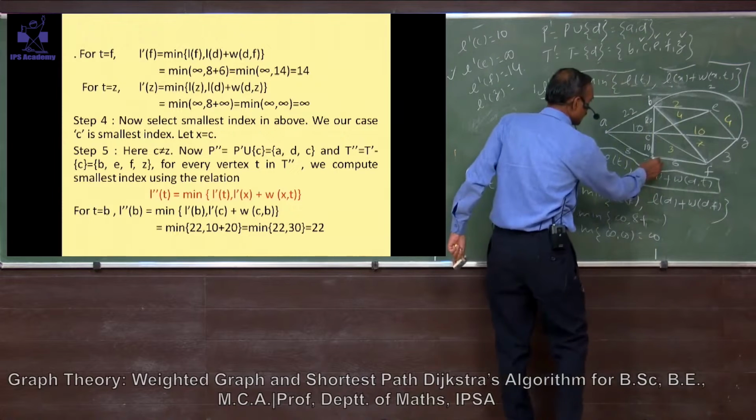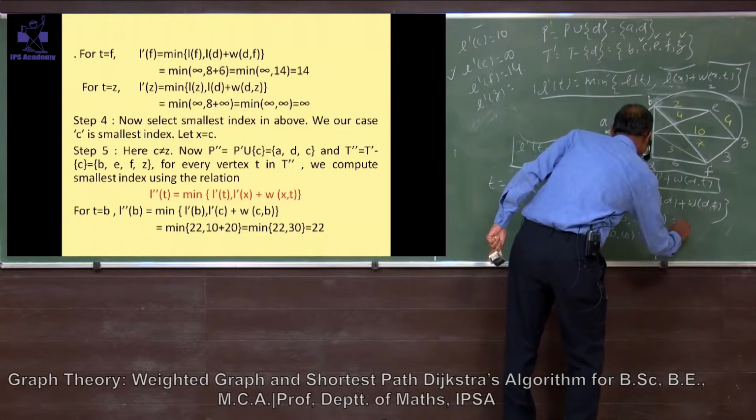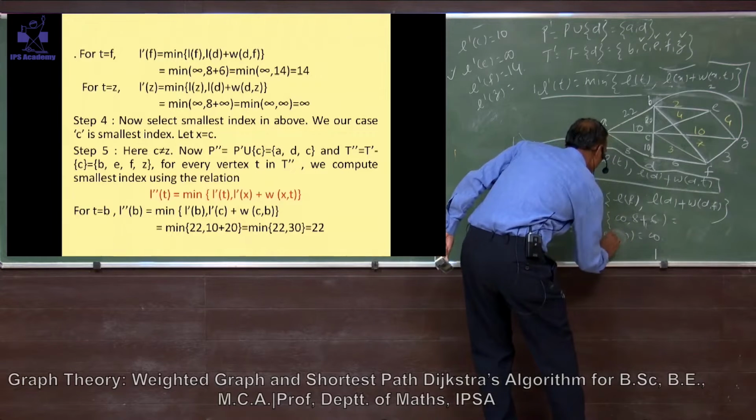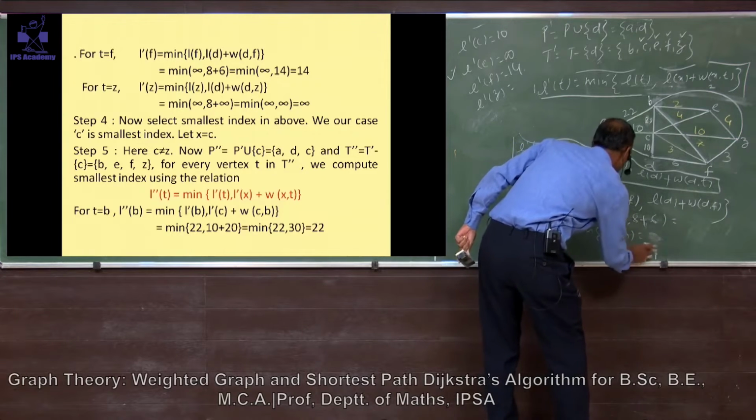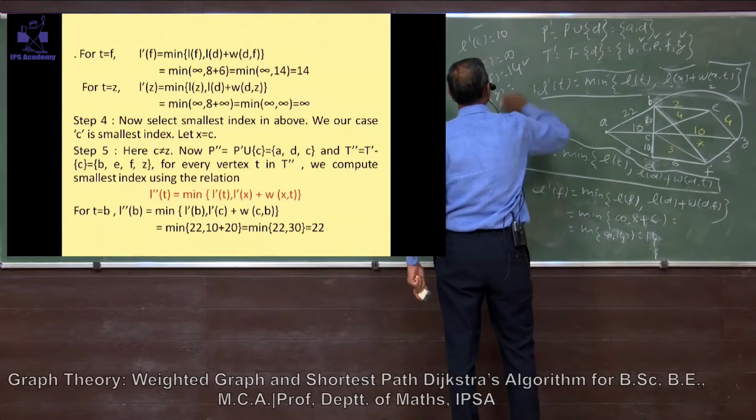So the weight of d and f is 6. So we put 6 here. So this is infinity comma 14. The minimum of infinity and 14 is 14. So index of L of f is 14. We have already found out.